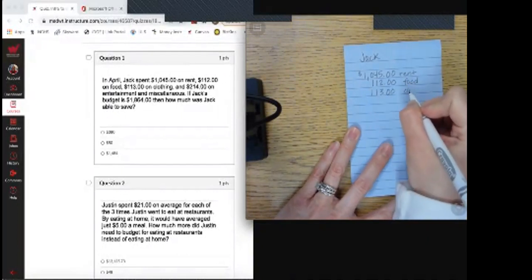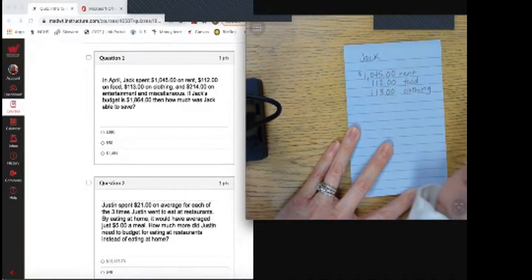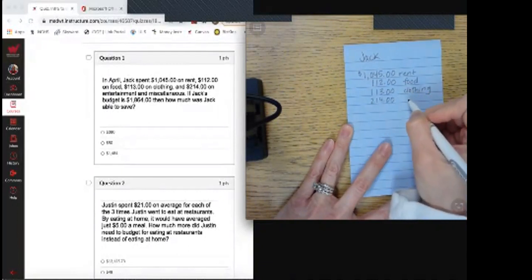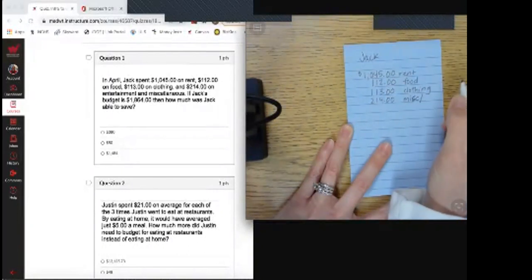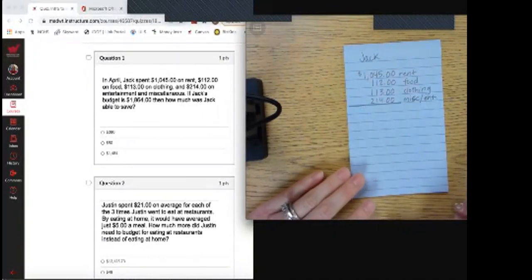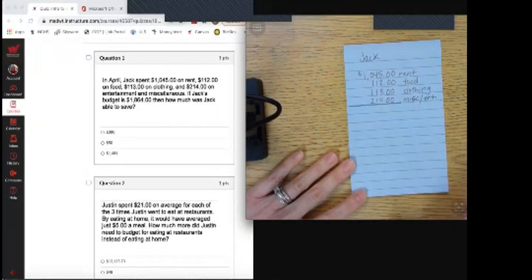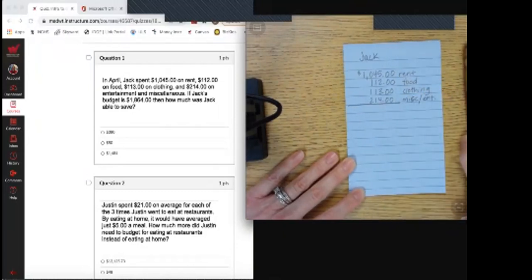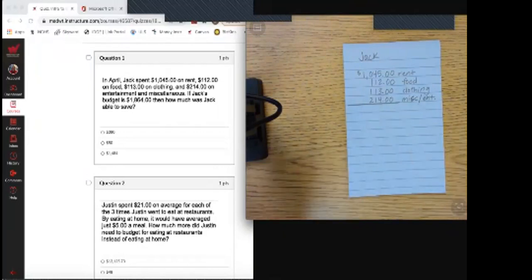$113 on clothing. And $214 on miscellaneous and entertainment. Okay, so the first thing we need to do to determine if he was over or under budget or how much he was able to save is add up all of these expenses, right?